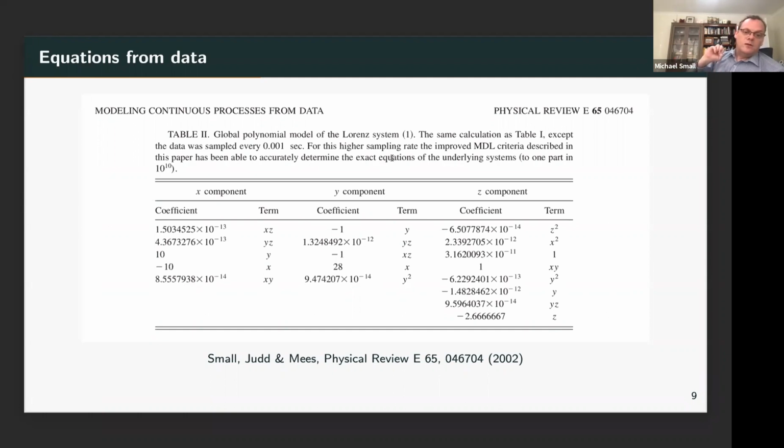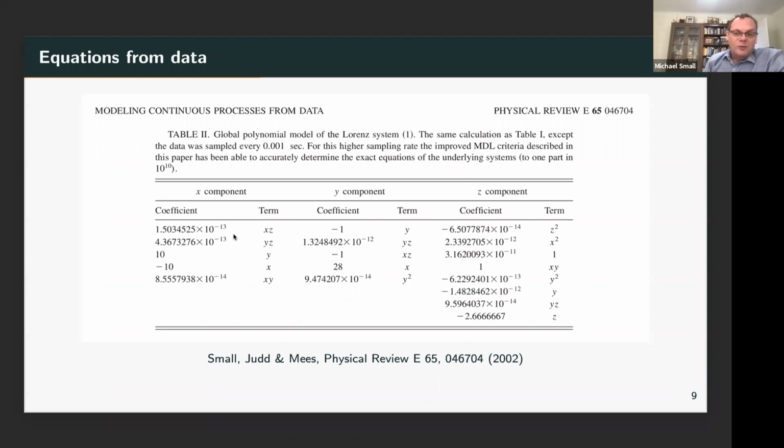And then we look at the terms that the model selects. So it turns out that, for example, to build a model of x dot in the Lorentz system, you've got 10 times y minus x, which is what the Lorentz equations are. You've got some extra terms here. Minimum description length has not done a perfect job. It's overfitted a little bit. You've got these three extra terms, xz, yz, xy. The magnitude of them is quite small, so it's not terribly disturbing.